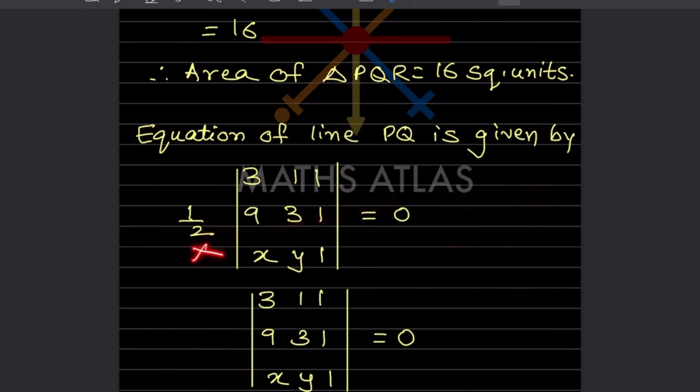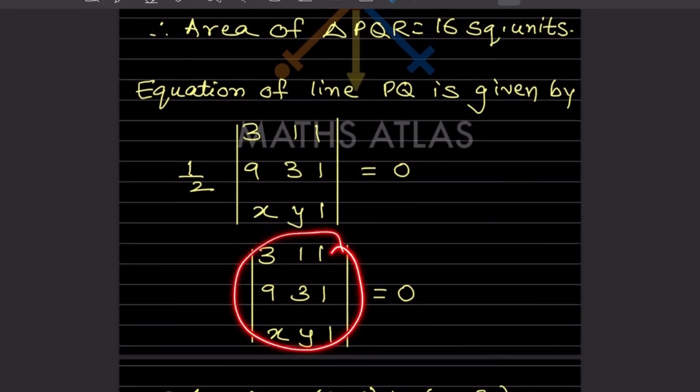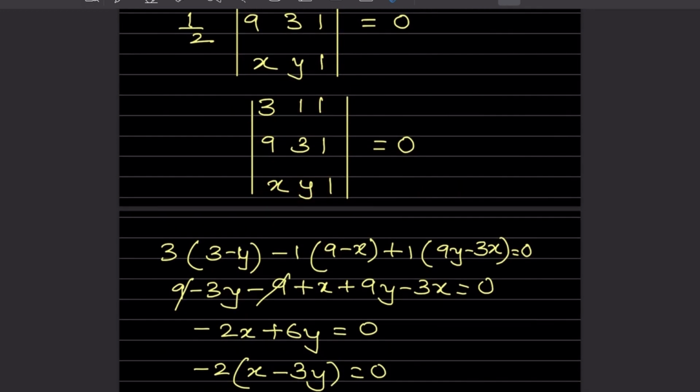So this 2 is gone in this one, so you cannot see 2 over here. The rest of the thing is going to be the same. Now let us do here 3, and let us take here 3 minus y, minus 1, and this will be 9 minus x, and then this you are going to take plus 1, and this one will be 9y minus 3x is equal to 0.